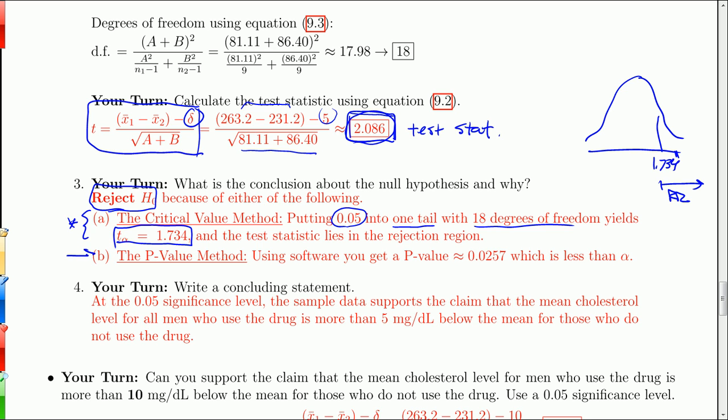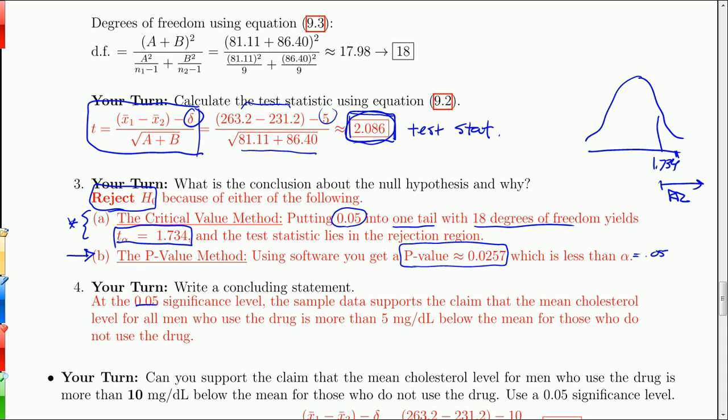If you have software, the p-value comes out to be about 0.0257. And that's smaller than alpha, which is 0.05. So again, by the p-value method, we reject the null hypothesis as well. So that's good. We get to support our claim.